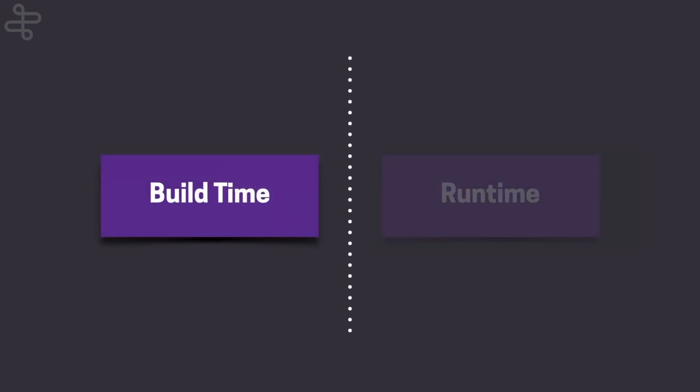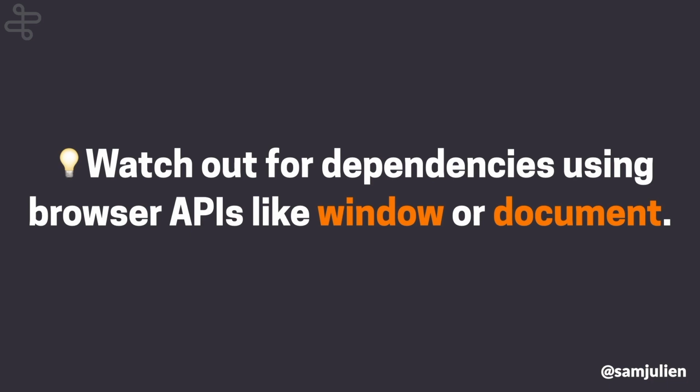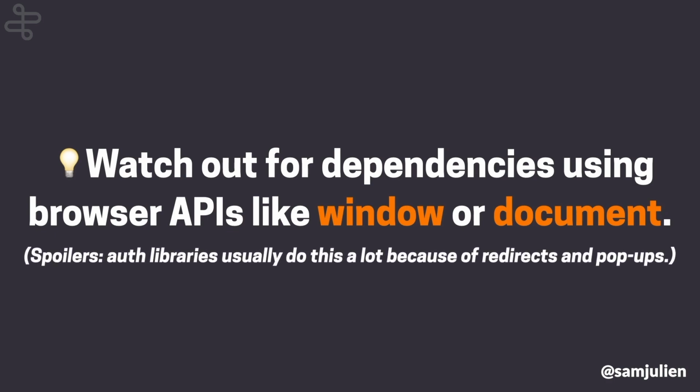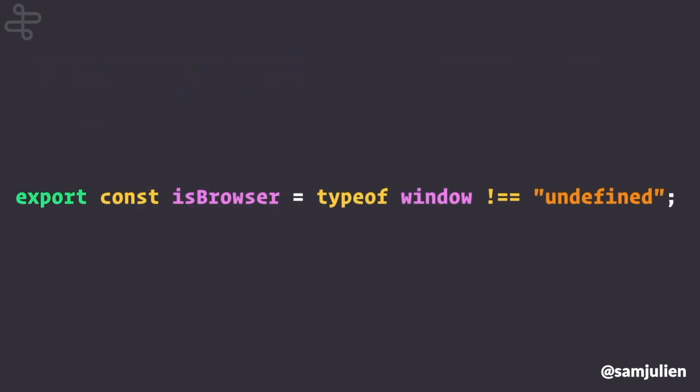We also looked at how the build time doesn't have access to browser APIs. So you're going to need to check for dependencies that use browser APIs like window or document. And auth libraries are notorious for this just because auth so heavily relies on redirects and pop-ups. If you do find dependencies like that, like your auth SDK, you can tap into your Webpack pipeline and just ignore that during the build. And you can do things like check if you're in the browser and only set values or run functions if you're in the browser.